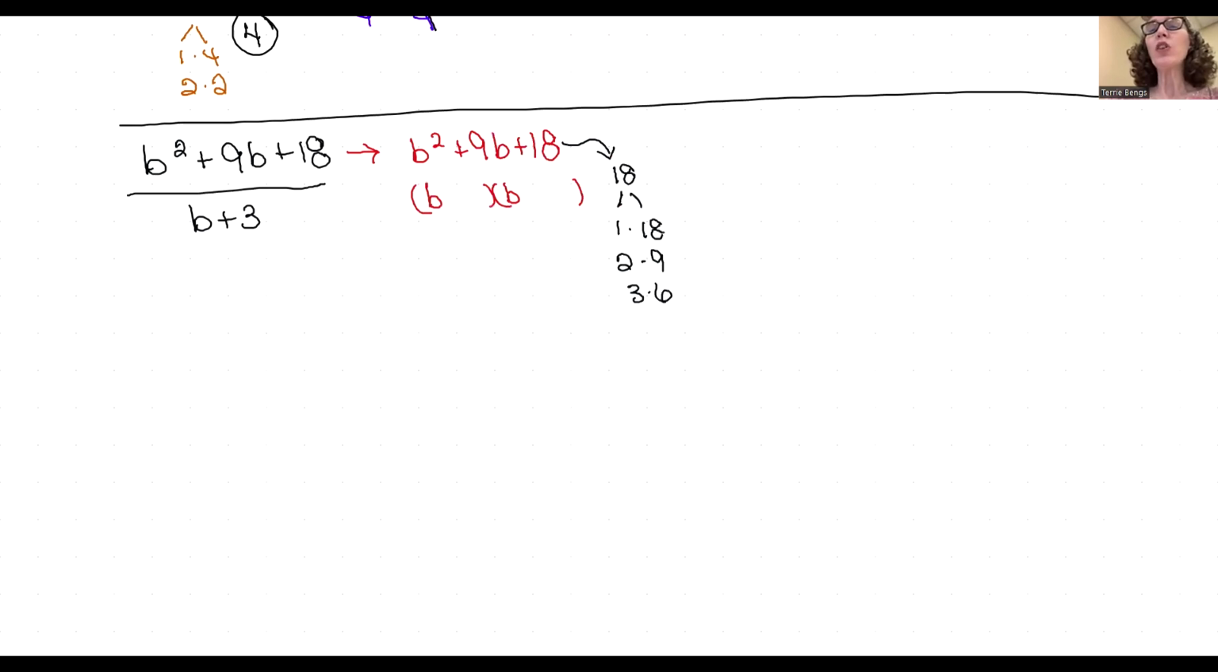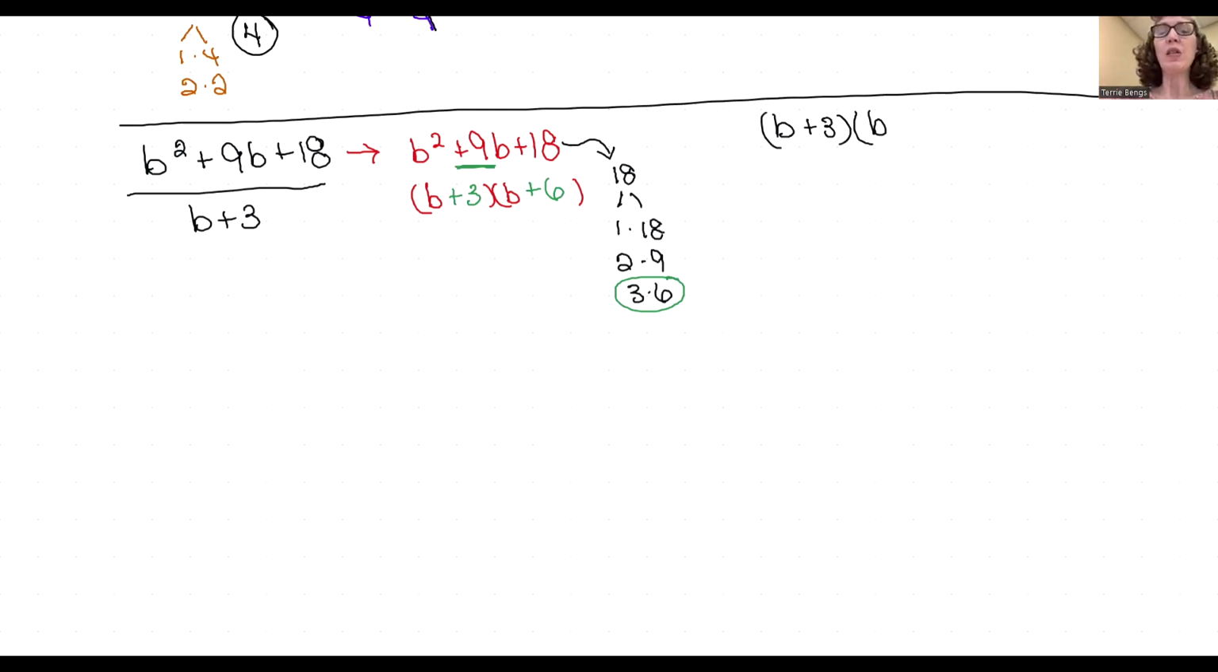So now we are looking for which set of those can add or subtract to make that middle number, that positive 9. If we look through there, we know that 3 and 6 can make 9, right? Plus 3 plus 6 makes that positive 9. And if you multiply 3 and 6, you would get that 18. So we have just completely factored the top. So we're just going to move that over here. It was b plus 3 and b plus 6.